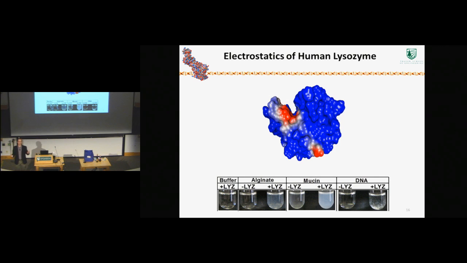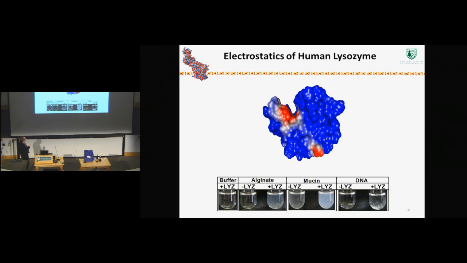So in the infected lung, we have a buildup of negatively charged biopolymers like DNA and alginate, mucin, and F-actin. We have antibacterial lysozyme, which is densely positively charged. And not surprisingly, there are coulombic attractive forces between these oppositely charged species. And lysozyme is subject to electrostatic-mediated aggregation and inhibition by these polymers.